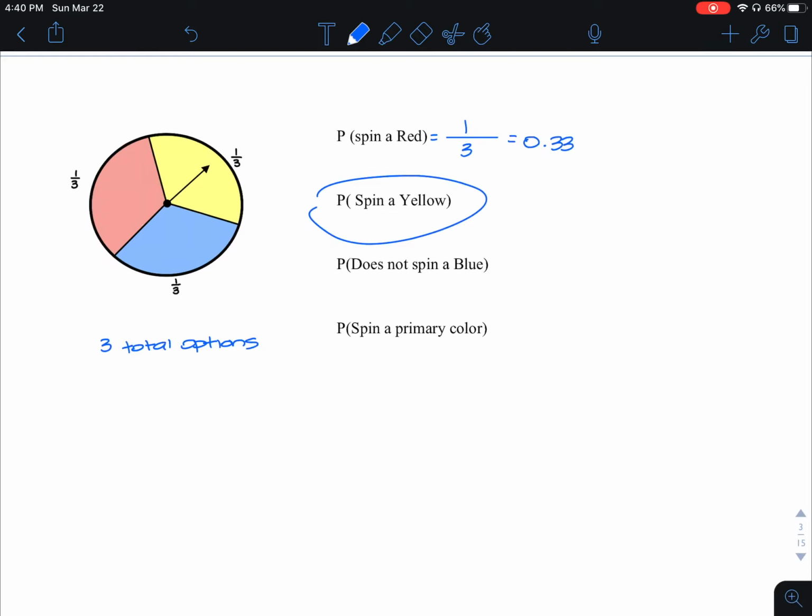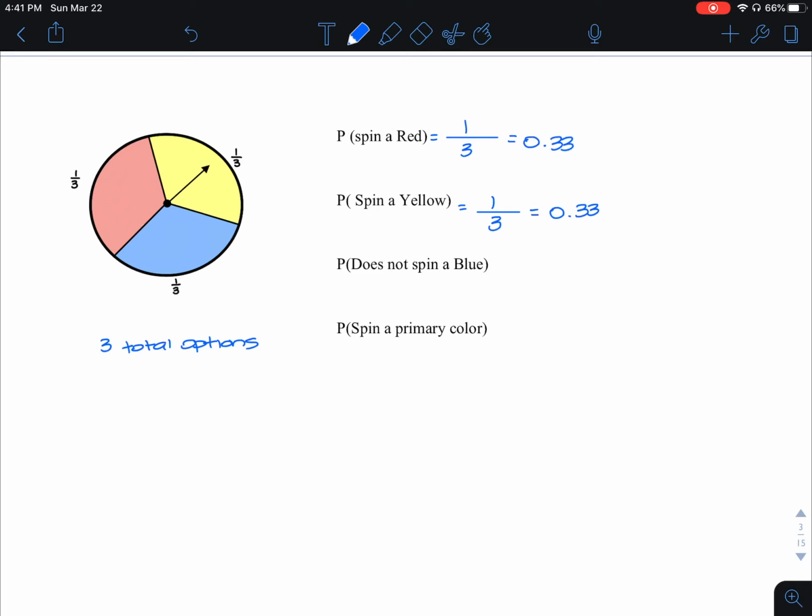All right, let's talk about spinning a yellow. Okay, well, my total goes on the bottom. My yellow is that part there. There's only one part that I have out of those 3 parts. Again, I can't reduce, plug it into my calculator. I should get the same 0.33.